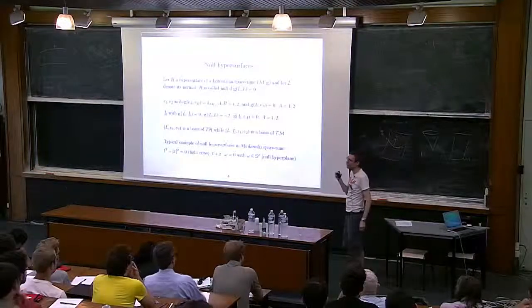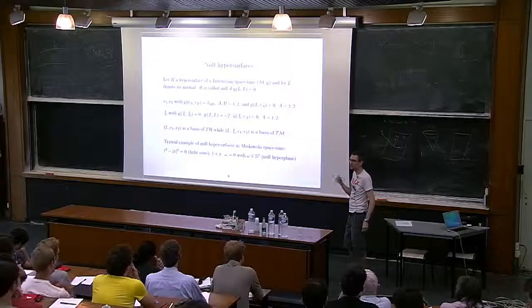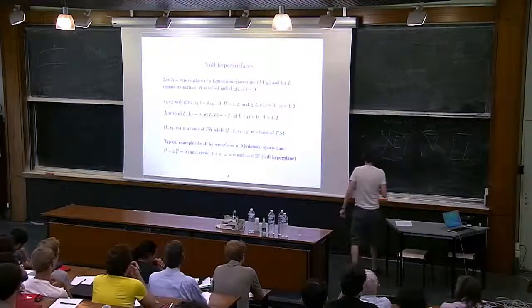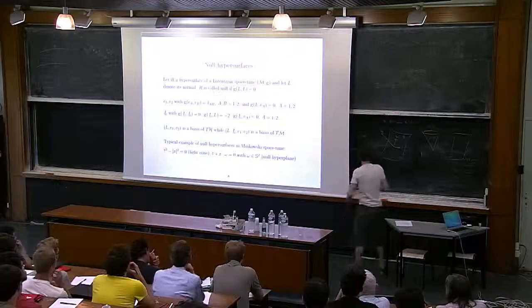There is no way to normalize a null vector like you would do with space-like and time-like vectors. You cannot normalize by its length because its length is zero. So in particular, whenever I have a null frame, I can always change the null frame to this.